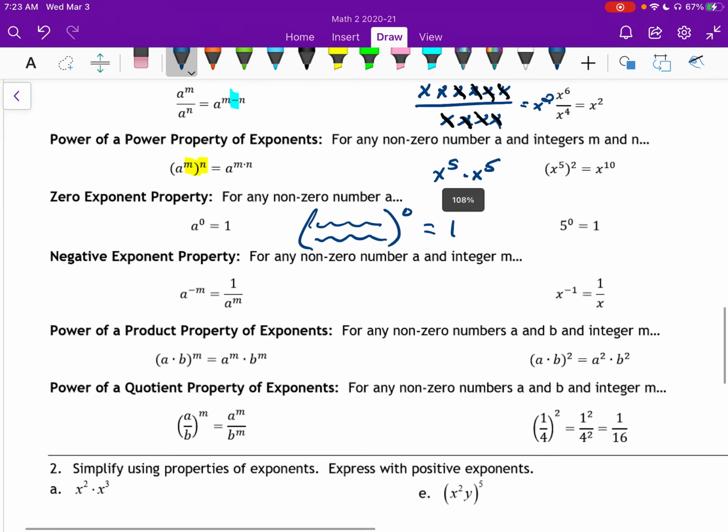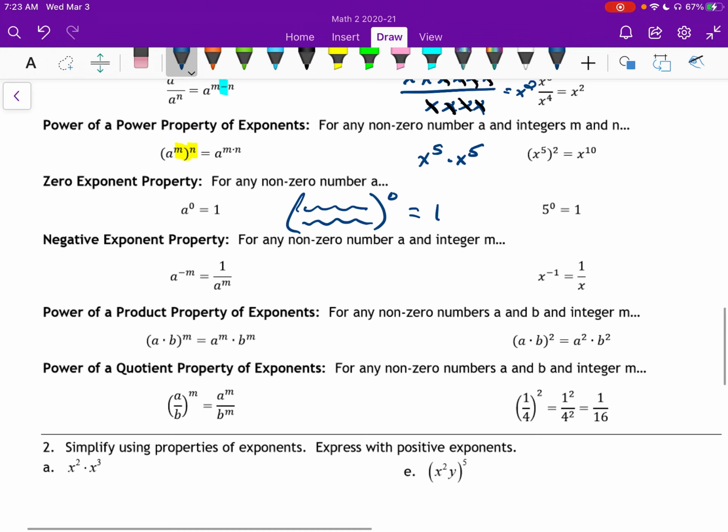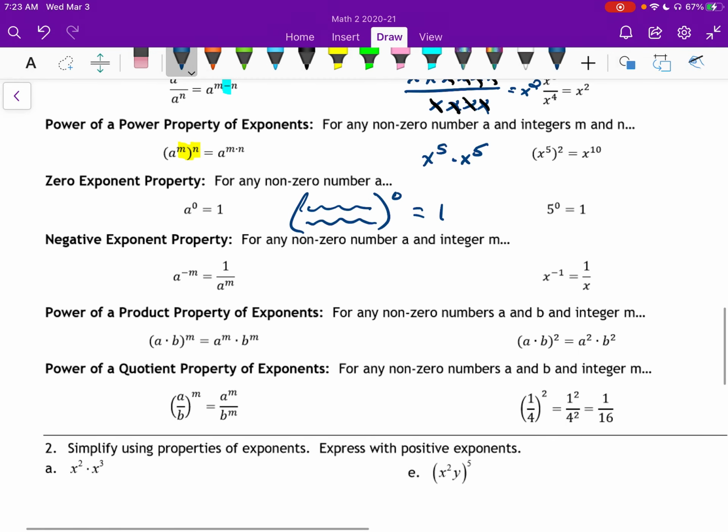The negative exponent property. We have a to the negative m is 1 over a to the m. And the way that I think about this is if we have a to the negative m, I like to write that as a fraction. It's like over 1. The negative exponent means that it's not happy. It wants to be on the other side of the fraction bar. So we put it on the other side of the fraction bar, and then it's happy again.